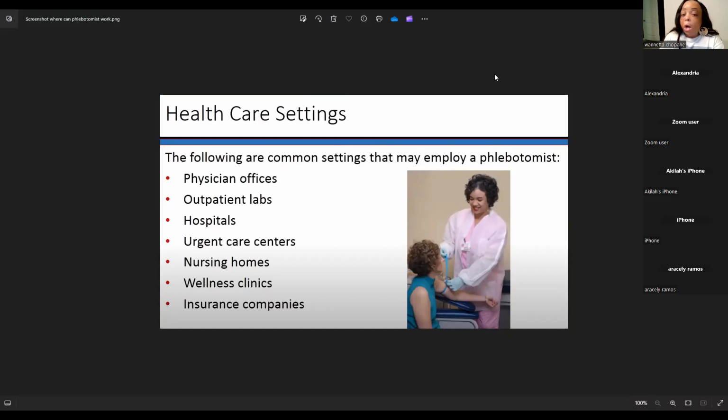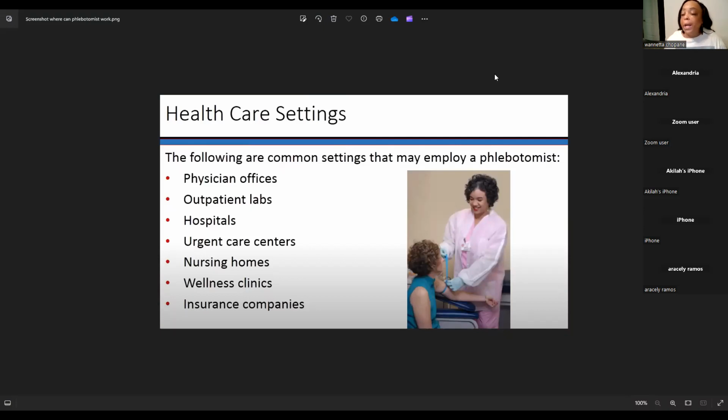The following are common settings that may employ phlebotomists. Physician offices, which is doctors' and providers' offices. It may be a small practice, a family practice. Let's just say you have a cousin that's a doctor. She or he has their own office. They may want to hire their own phlebotomist so they can do their own blood work there. Okay, you can work in a small doctor's office setting.